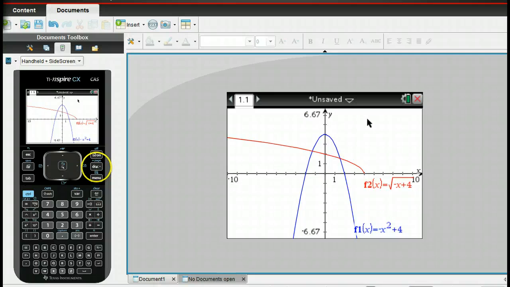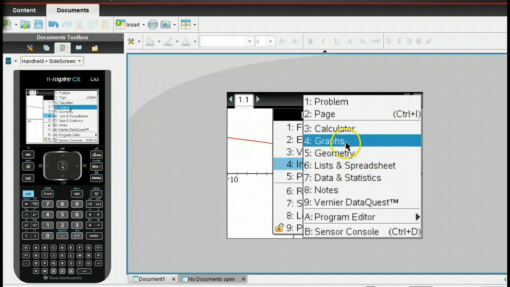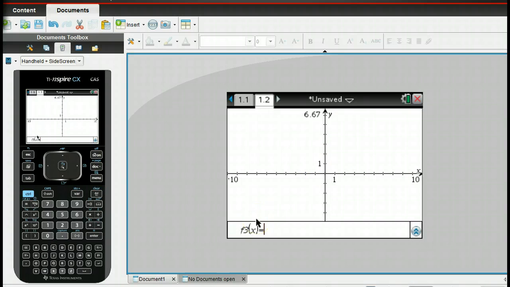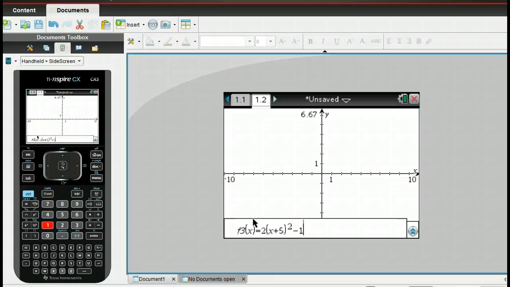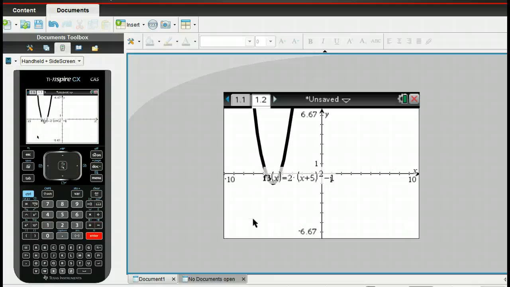Okay, so let's go to a new document and let's graph this original. So we have 2 times (x plus 5) squared minus 1. Oopsie. Okay, so here we are. That's our original graph. Can you guys make a prediction of where the new graph will be? It should be facing that way. Correct. It's going to be facing towards the right.